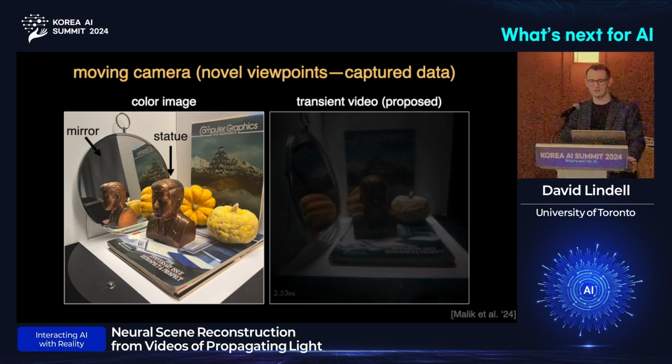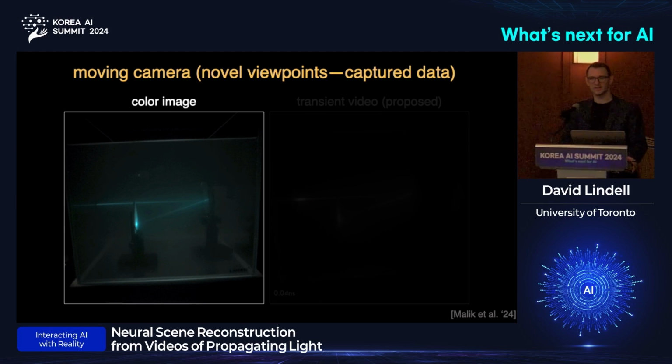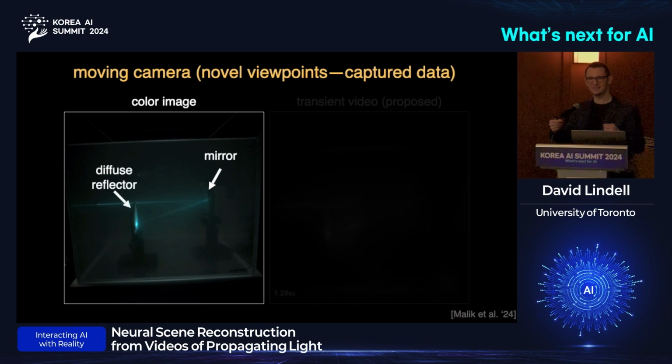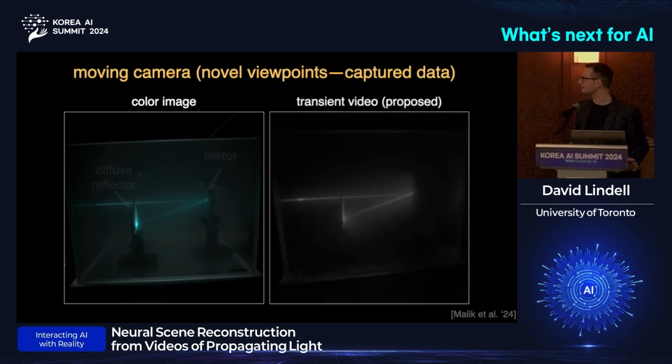Okay, let me show you another result here. So this was a bit more work for my graduate student. He put together a tank of water and he submerged a mirror and a diffuse reflector in the tank. And now we have a laser that's sending a beam, a train of pulses, through the water. We added a little bit of milk to the water so that some of the light would scatter out to our camera. And okay, let's see what happens.